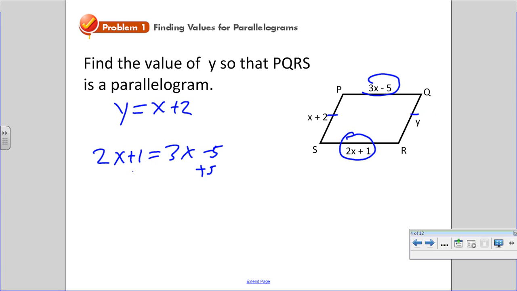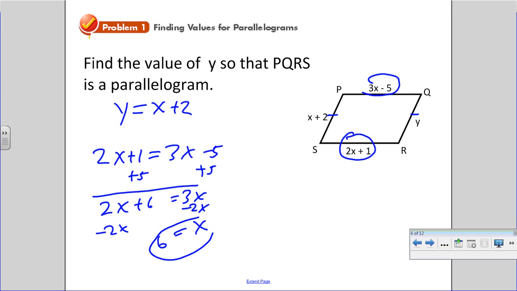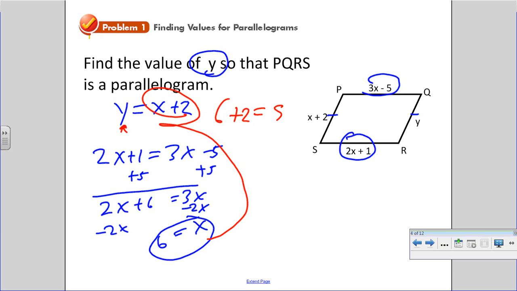If I add 5 to both sides, I get 2x plus 6 is equal to 3x. I then subtract 2x from both sides. I get 6 is equal to x. Well, we found x, but that, again, is not what they're asking. They're asking for what y is. So we must take this value and put it back into the other equation that is solving for y. And we get y equals, and I substitute 6 in for x, I get 6 plus 2. So y, in this case, is 8.